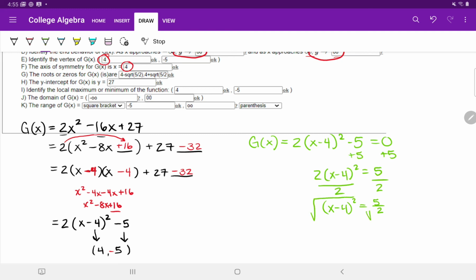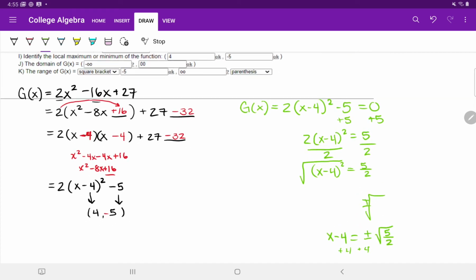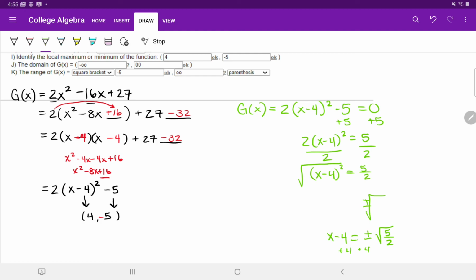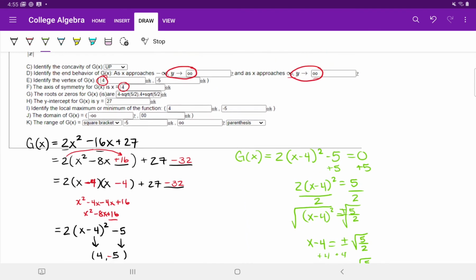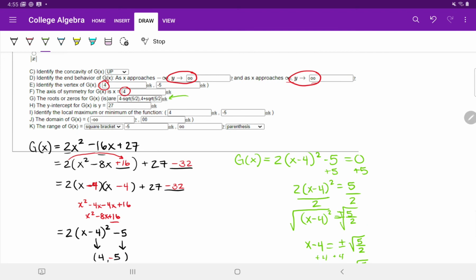And then we'll take the square root of both sides. Remember, when you do this, you get the plus and the minus. So we'll get x minus 4 equals plus or minus square root of 5/2. And then finally, we need to add 4 to both sides to get that x completely by itself. So we have x equals 4 plus or minus the square root of 5/2. So this is two separate answers, 4 plus the square root of 5/2 and 4 minus the square root of 5/2. And that's what I've written right here.